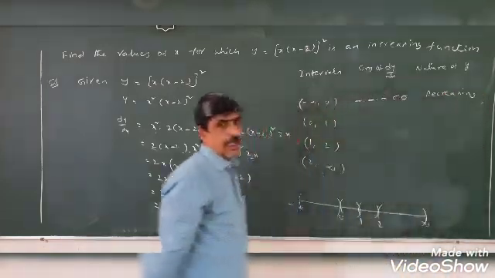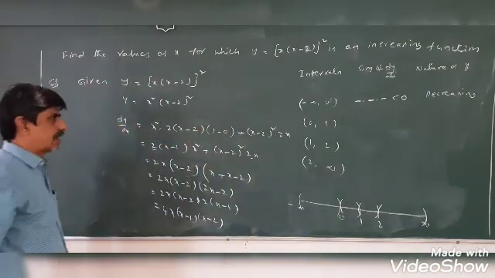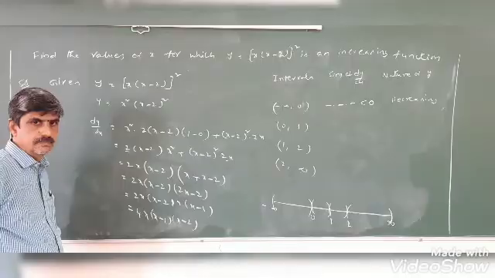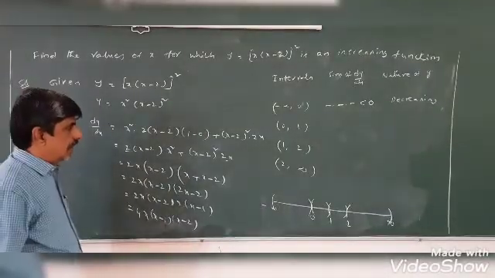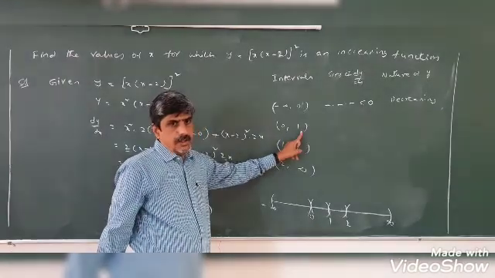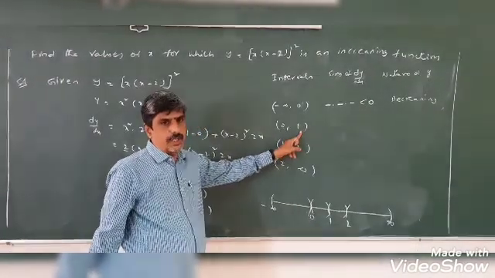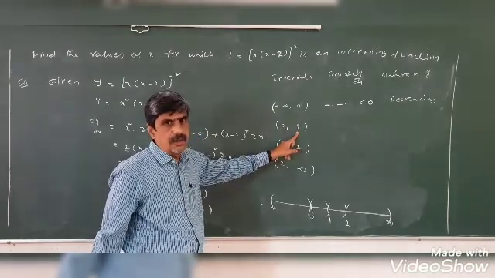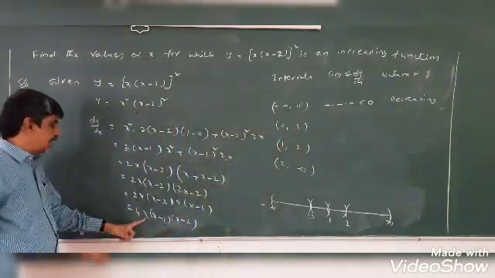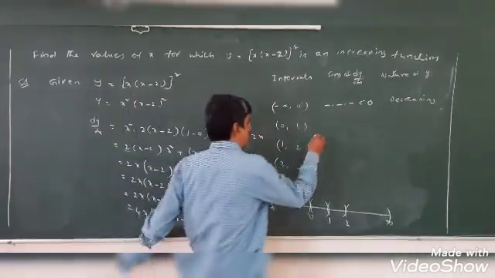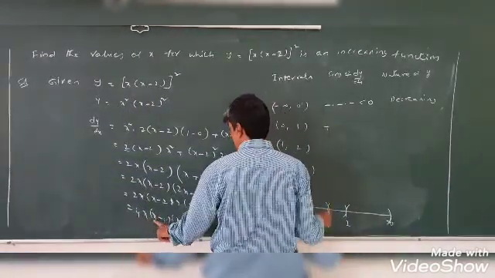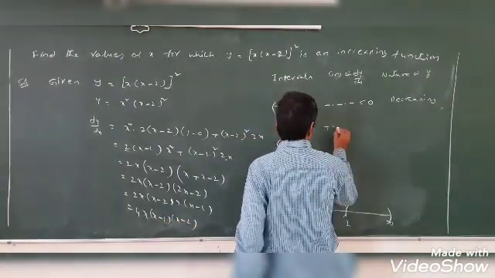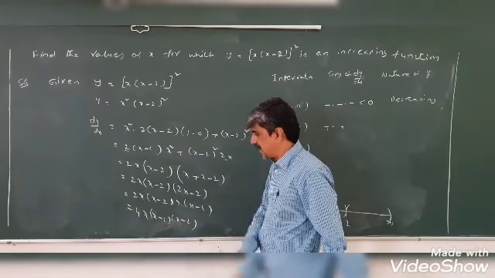Function is decreasing. Next, 0 to 1. In the interval 0 to 1, there are infinitely many values. One of the values is 0.5. So if I write x equal to 0.5, this value is positive, into 0.5 minus 1, that value is also negative, so plus.